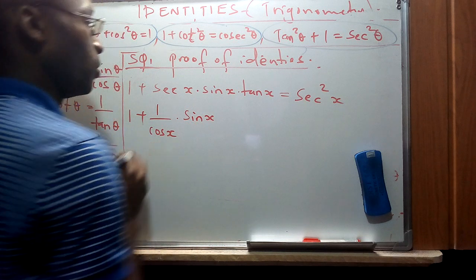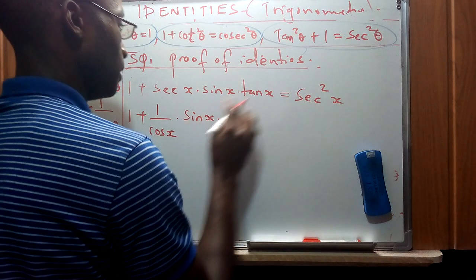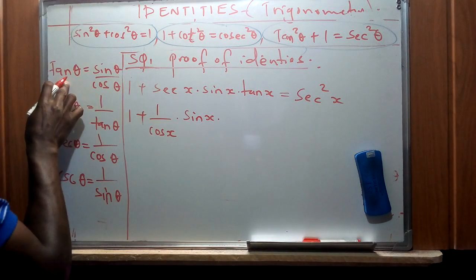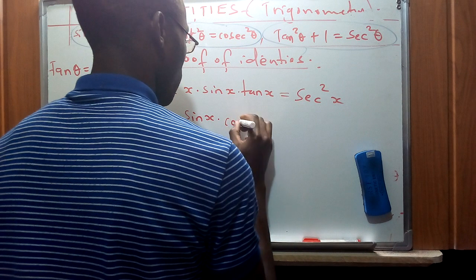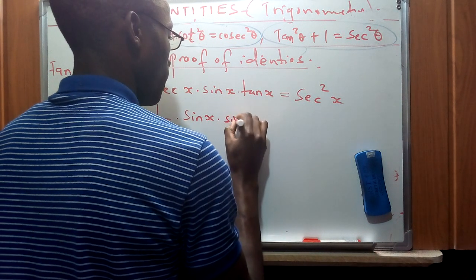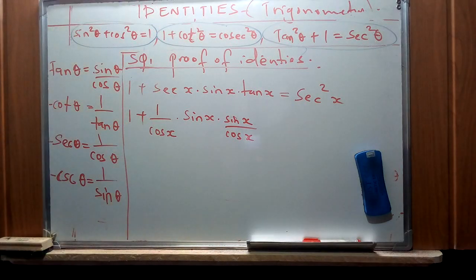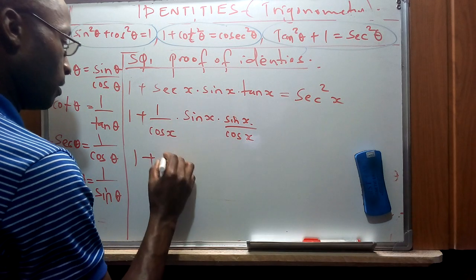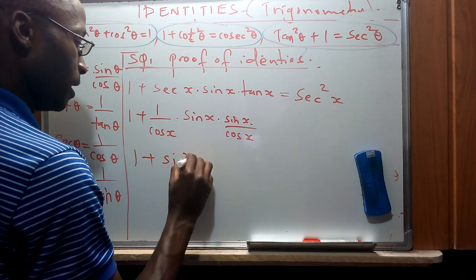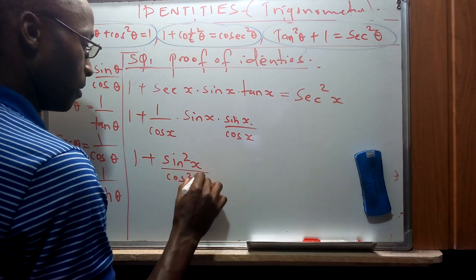I'm just going to change this one into basic identities. We are going to have the tan of x equivalent to the sine of x over the cosine of x. So we are going to have this one as the sine of x over the cosine of x. Trying to simplify this expression, we get 1 plus the sine squared of x divided by the cosine squared of x.